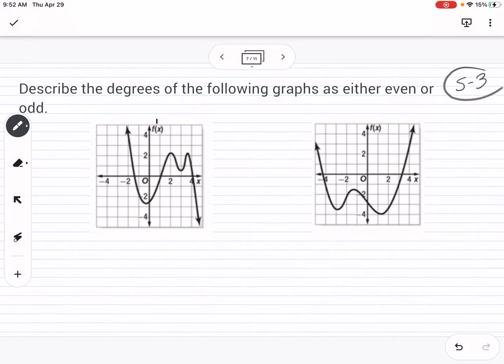In this video, we're going to continue reviewing for the Chapter 5 tests on polynomials. This is going to review topic 5.3, where we learned about the degrees of graphs. We learned that the degree is even when the ends face the same direction, and it's odd when the ends face opposite directions.